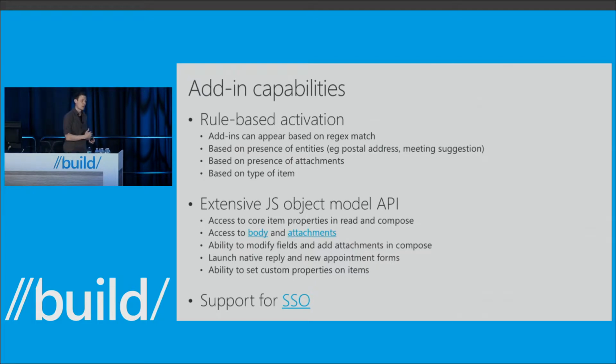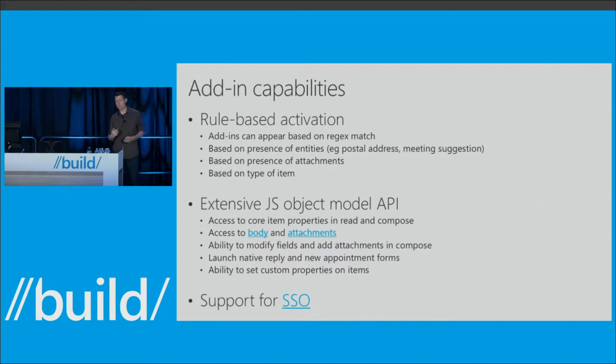And so Exchange and Outlook.com servers, when the mail actually comes in, they'll parse the body of the message. And if there's an entity like postal address or a meeting suggestion, that'll get stamped as a property on that message. And then if an add-in says, show me on any message that has this entity, in that case, we'll load up the add-in.